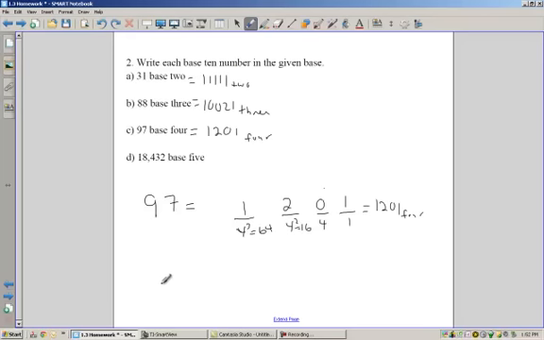Okay, in part D, this one's sort of the challenge problem. So we want to do 18,432 base 5. So we're going to need a lot of cups for this one. So let's start over here. We have a 1's cup. We're going to have maybe a 5's cup, a 5 squared cup, which is 25 things.